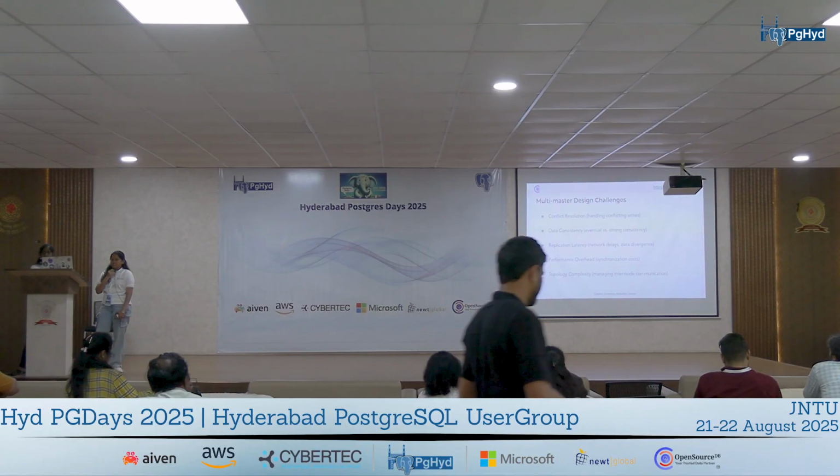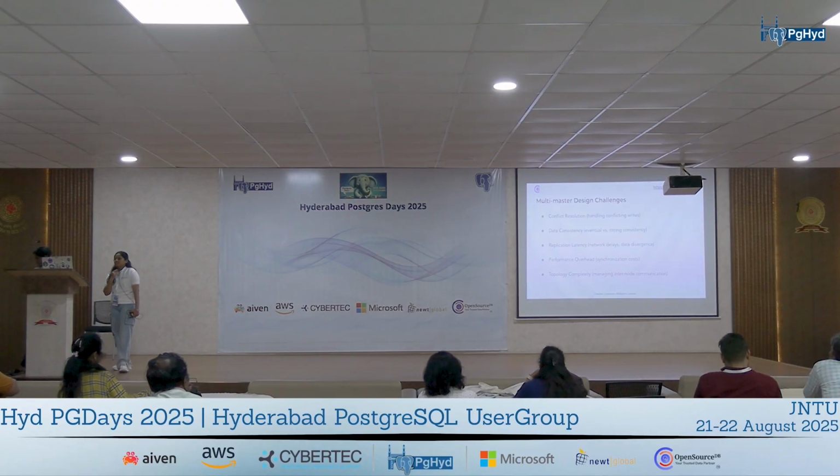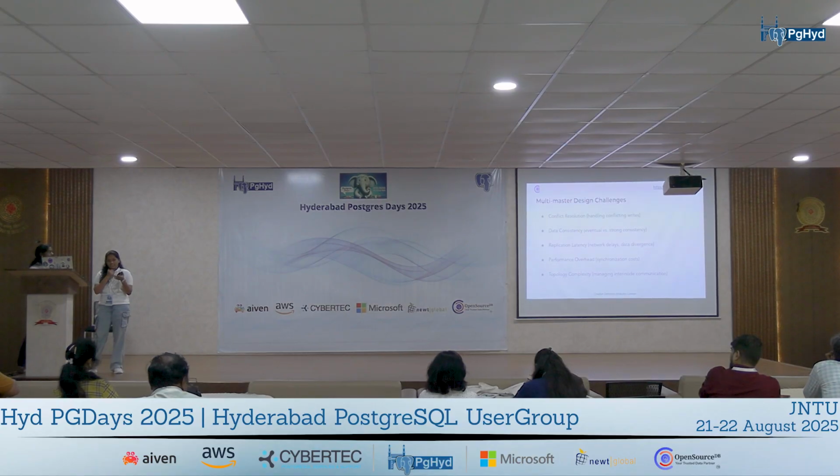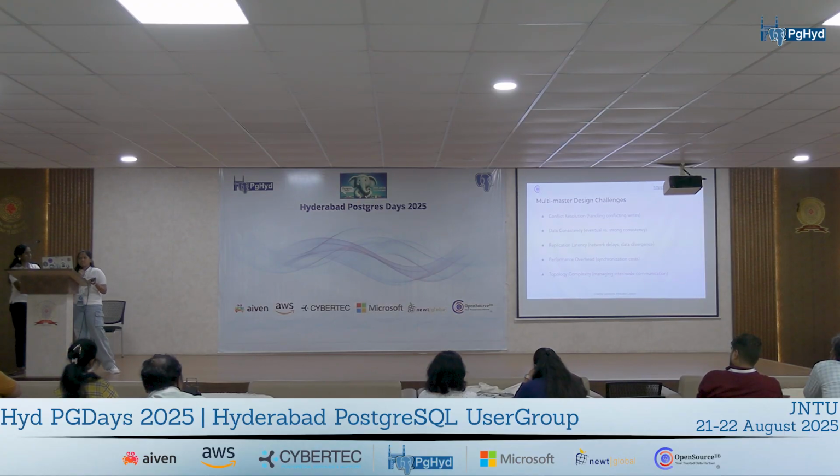Multi-master design challenges. The first one is conflict resolution. When we update the same data on two nodes at the same time, we get conflicts. If you don't have any rule to decide whose change wins, there is a risk of overriding valid data. So you need some strategies to overcome this, and we'll talk about the strategies in the next slides.